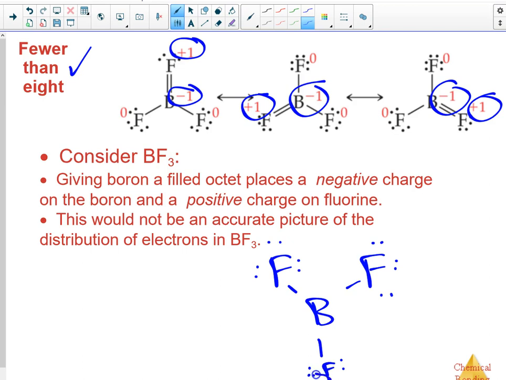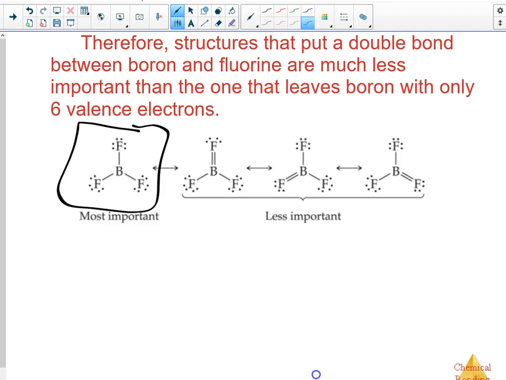That's ugly. But fluorine just takes the pair from boron because it's so much more electronegative. It forces boron to only have 6 out of the 8 in the octet. But it can. It's a bully because it's the most electronegative. Okay? So, therefore, structures that put a double bond between boron and fluorine are much less important than the one that leaves boron with only 6 valence electrons.